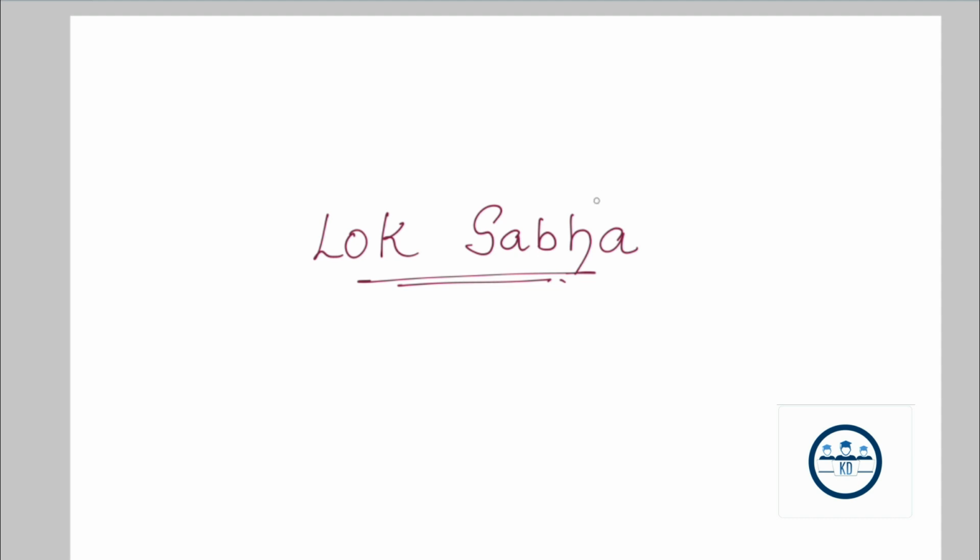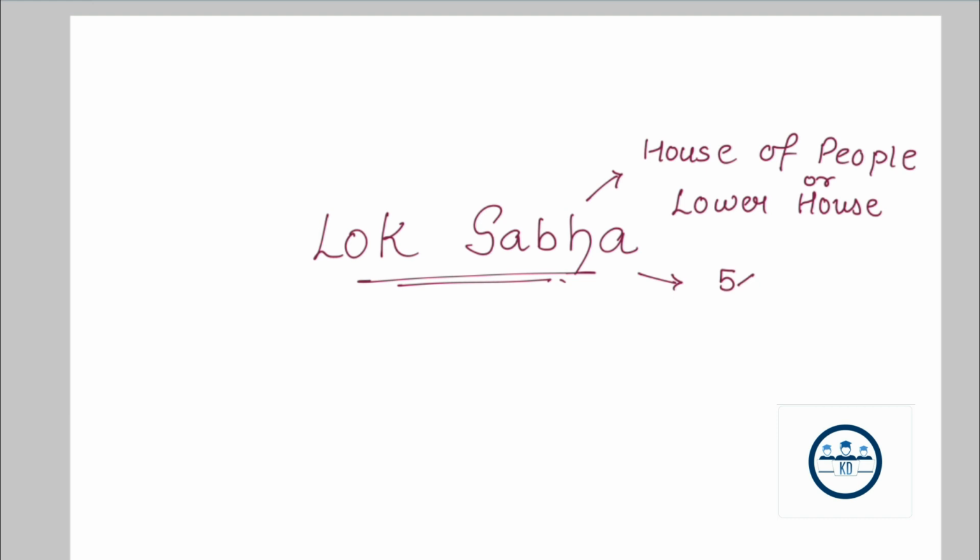So first of all, Lok Sabha is the House of the People, or lower house, and has 545 members, with two nominees from the Anglo-Indian community that are elected by the President.